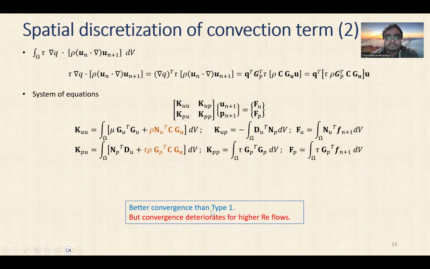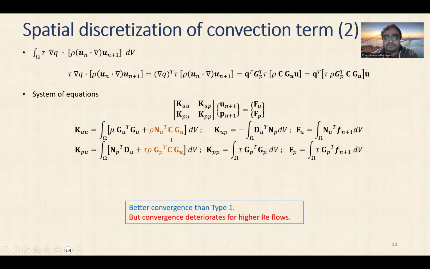This stream converges better than the type 1 stream, but the convergence still deteriorates, as we expect, for higher Reynolds number flows. Again, the only change we need to make to the stiffness matrix is that inside the stiffness matrix subroutine, we need to add these two terms.